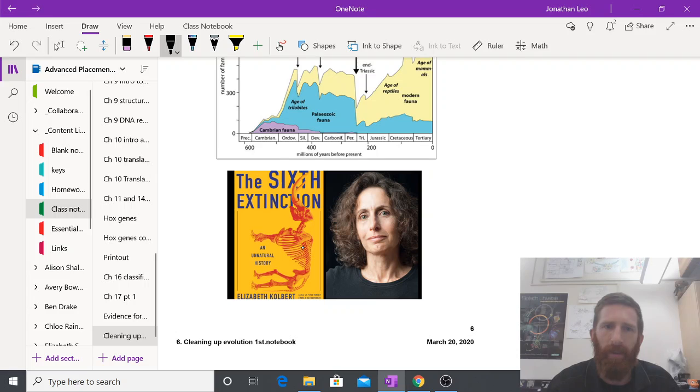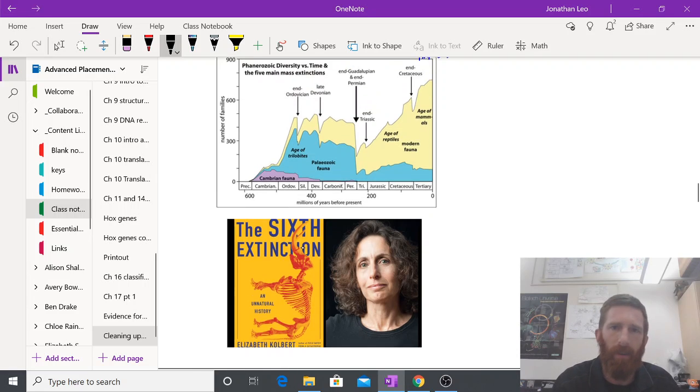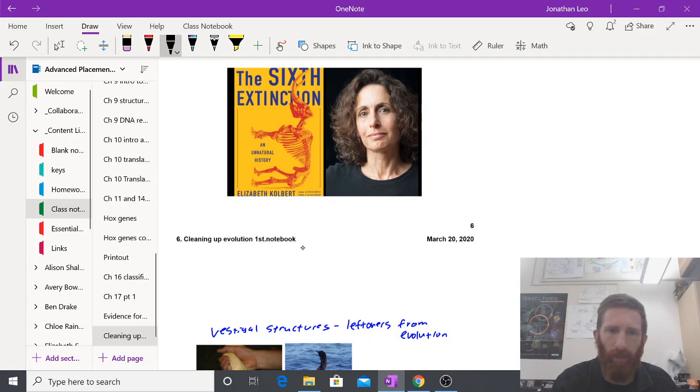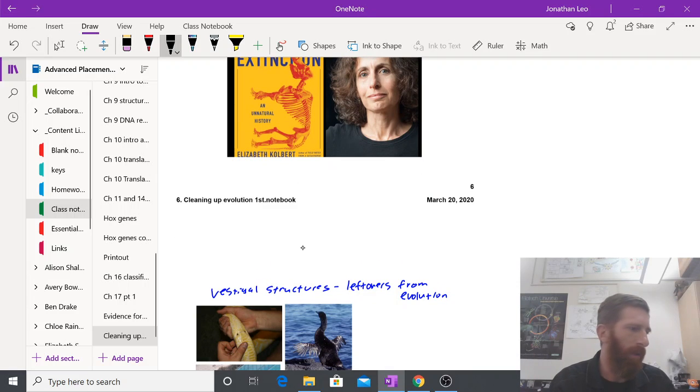And so it's called the 6th extinction because, like I said, there were 5 extinctions before. So the 6th extinction. I recommend that if you need a summer reading book or whatnot.